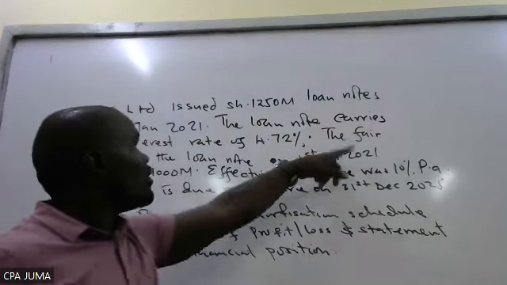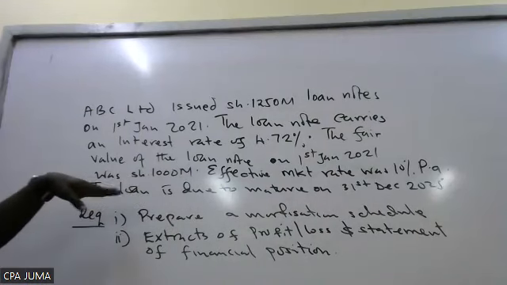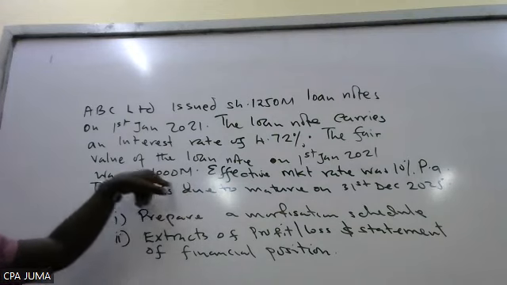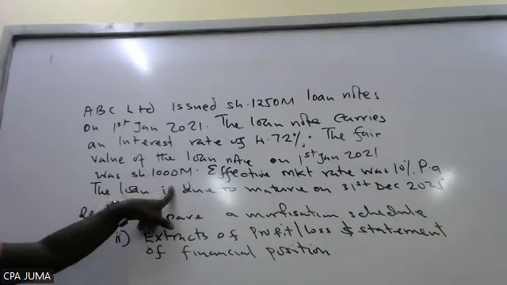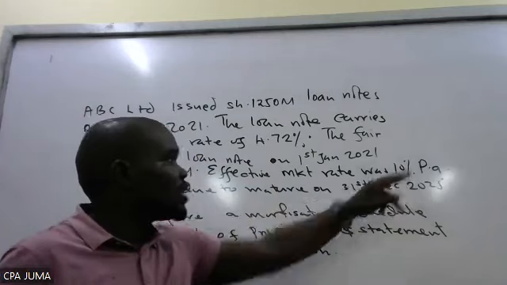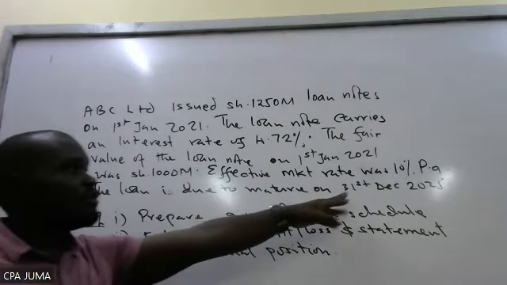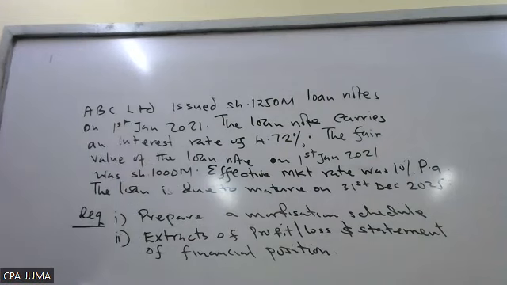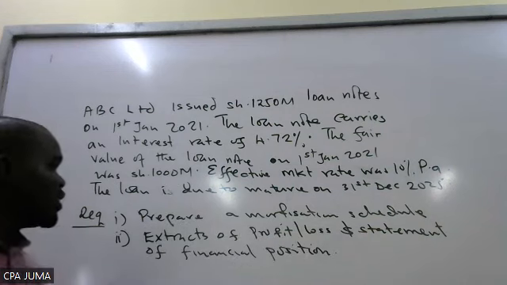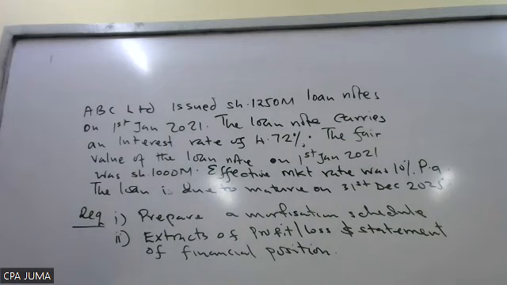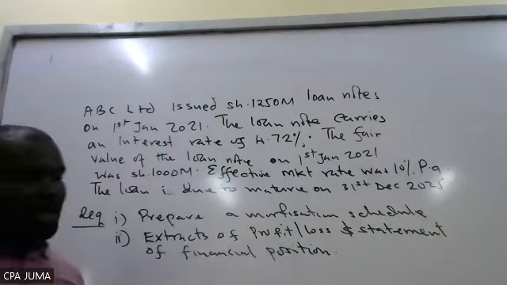So the loan note carries an interest rate of 4.72%. The fair value of the loan note on 1st January 2021, that's the same date, was 1,000. So on the stock market, on that day, they were trading at 1,000. The value had gone down from what you expected. The market rate for capitalization was 10%. The loan is due to mature on 31st December 2025, exactly after 5 years. So we are required to prepare an amortization schedule. Amortization is to show how, when interest has been paid, you keep on capitalizing the value, and then we prepare the P&L.